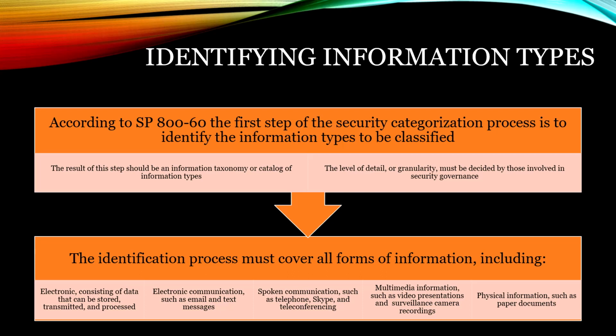These different classifications allow us to put the appropriate control. For example, physical forms of communication will have a different type of control than an email, for example.